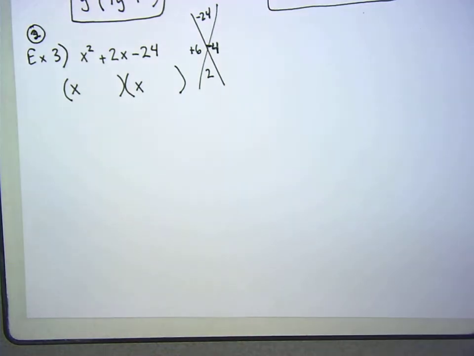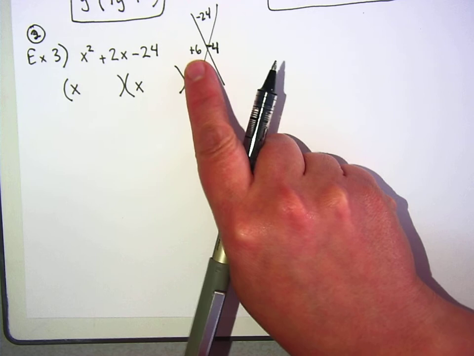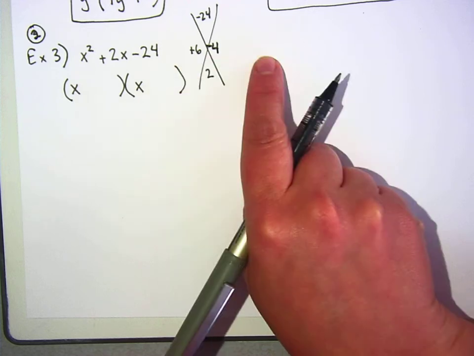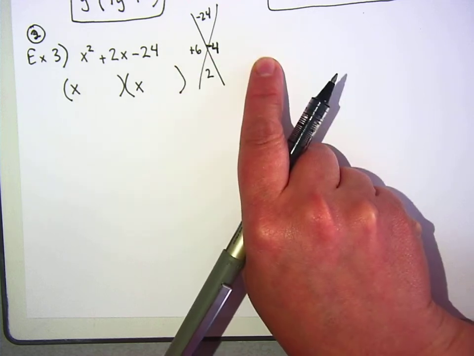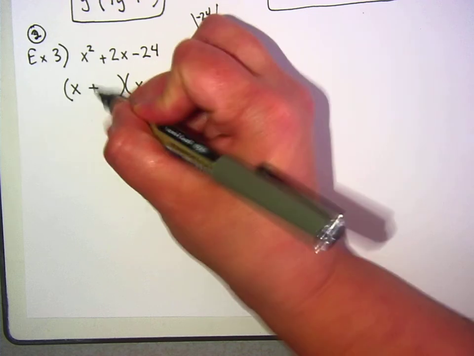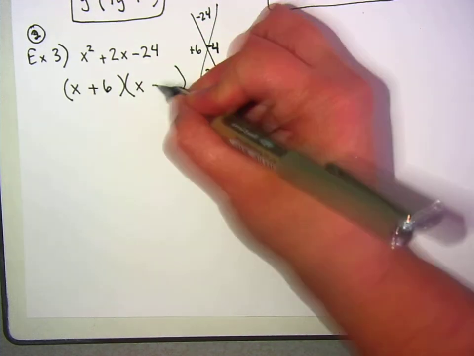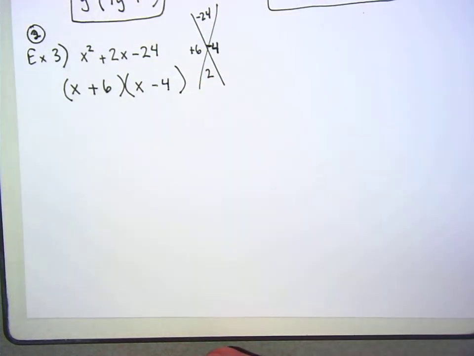Okay. Now, does it matter if I had put the negative 4 on the left side and the 6 on the right? No, it doesn't matter which one's which. So I'm just going to put plus 6 here and minus 4. That's it. You did it.